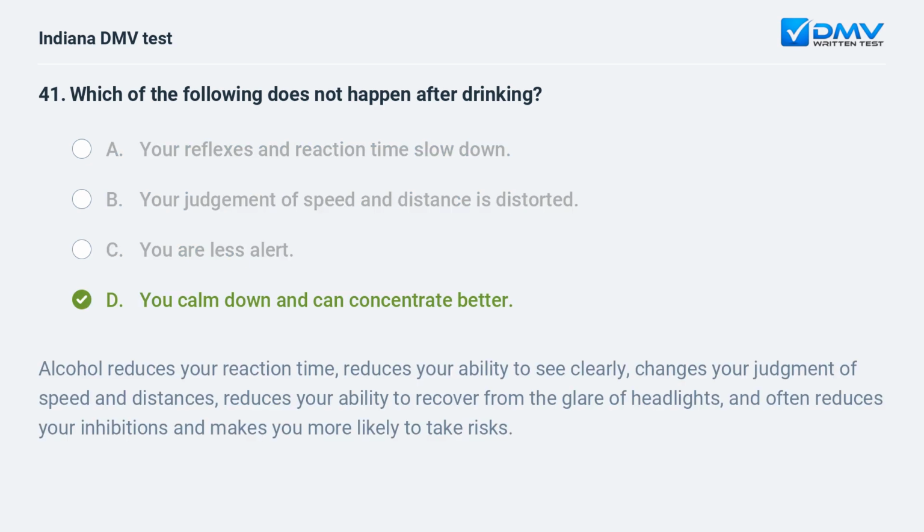D. You calm down and can concentrate better. Alcohol reduces your reaction time, reduces your ability to see clearly, changes your judgment of speed and distances, reduces your ability to recover from the glare of headlights, and often reduces your inhibitions and makes you more likely to take risks.